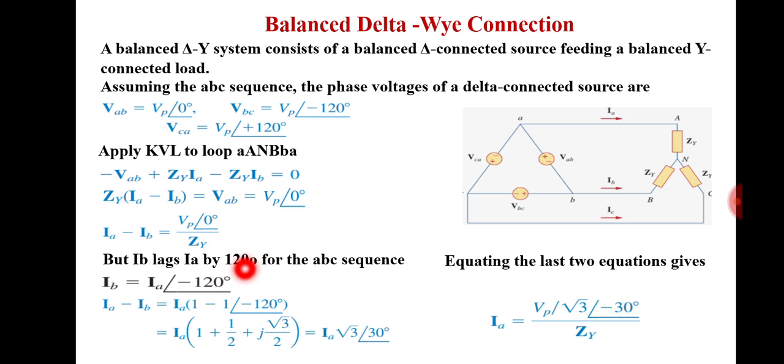Polar converted in rectangular form. So the equation becomes IA minus IB is equal to IA in bracket 1 plus 1 half plus j root 3 by 2. So the equation becomes IA into root 3 with angle 30 degree. Now equating the last two equations gives IA is equal to VP by root 3 with angle minus 30 degree divided by ZY.